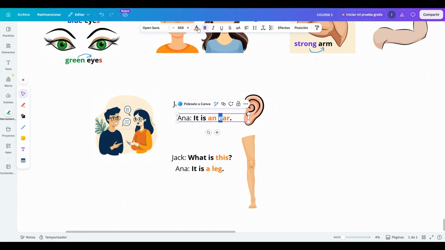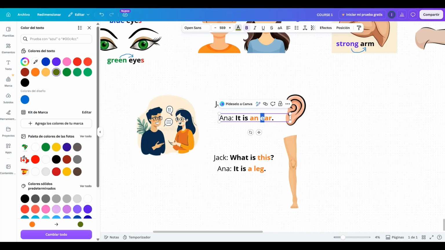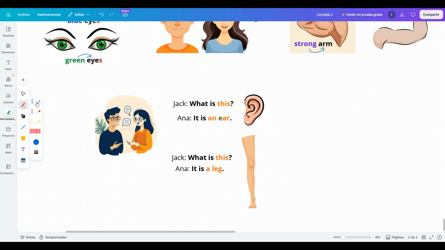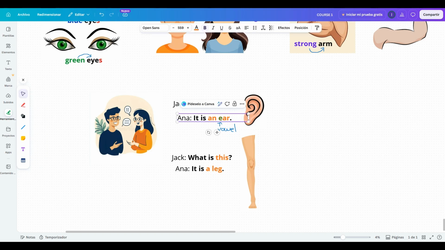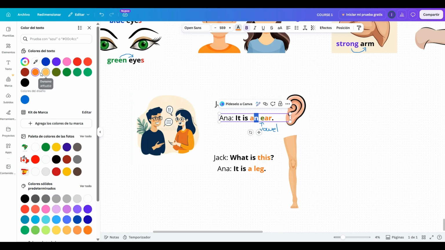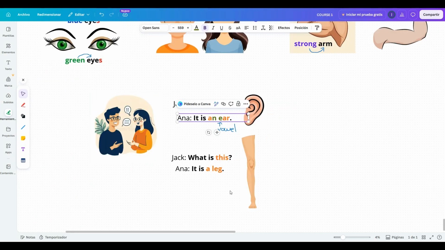Remember, teacher, why do we use an? An, because this is a vowel, right? When the next word is a vowel, you use an. When it's a consonant, you use a. Okay? An ear. What's this? It is an ear. What's this? It is a leg.